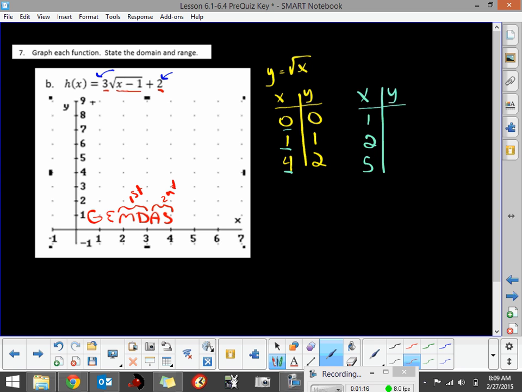So what we're going to do is the first thing we're going to do is take all of these y values and change them by multiplying them by 3. So 0 times 3 is 0, 1 times 3 is 3, and 2 times 3 is 6. And then we're going to come back, we're going to change all of those values by adding 2 to them. So now we're going to add 2 to each of these. So 2, 5, and 8. And we're going to graph the ordered pairs (1, 2), (2, 5), and (5, 8).